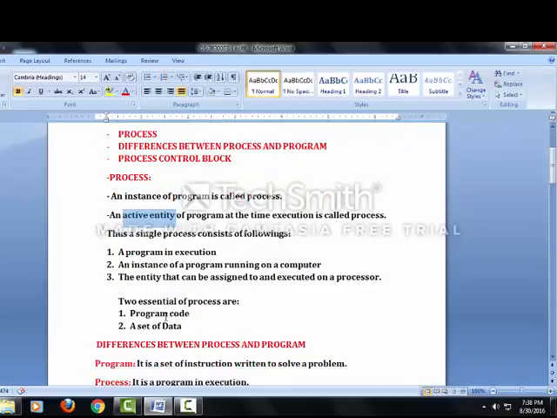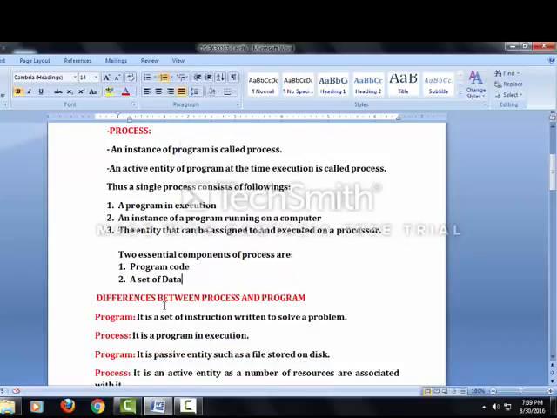Right? There are two essential components of a process. The two essential components of a process are: first, program code, and second, a set of data. Right? Let's talk about some differences between process and program.